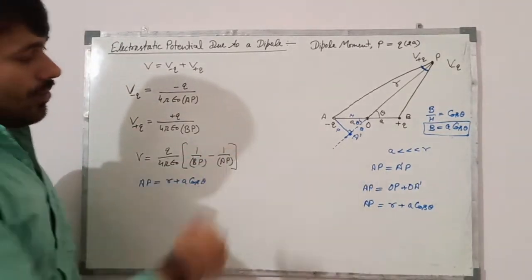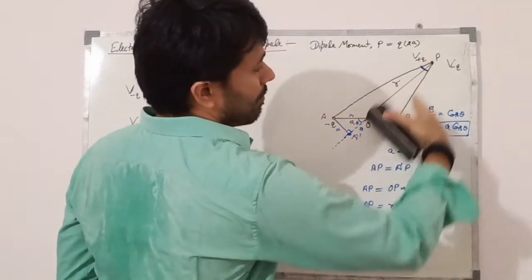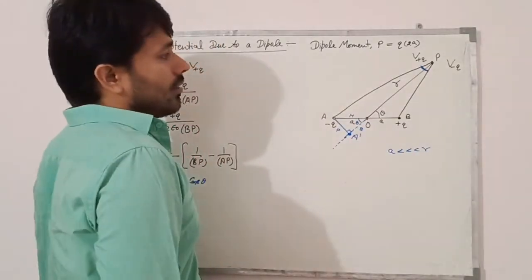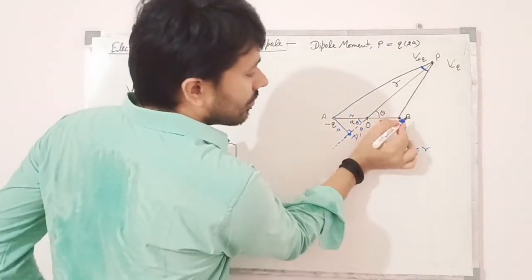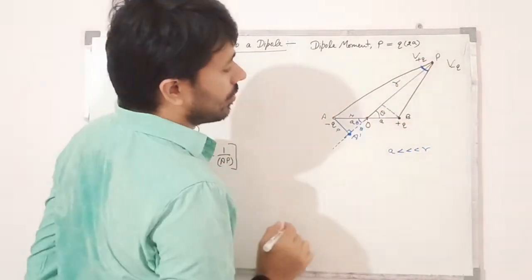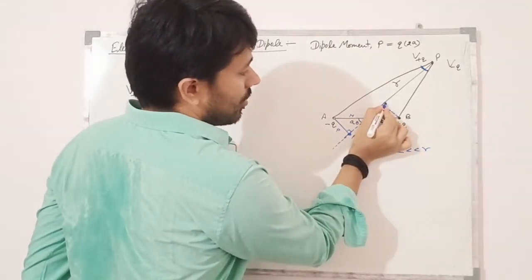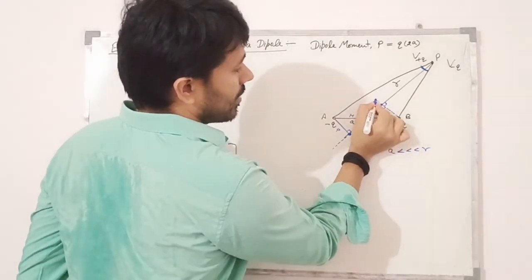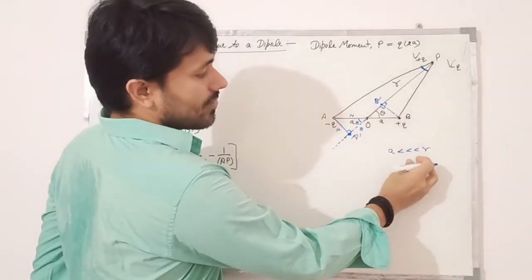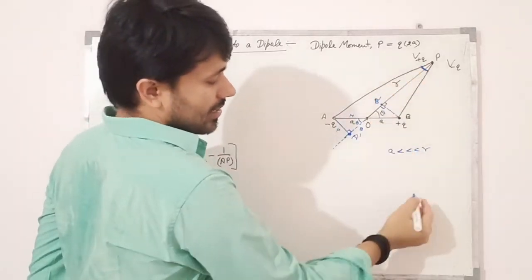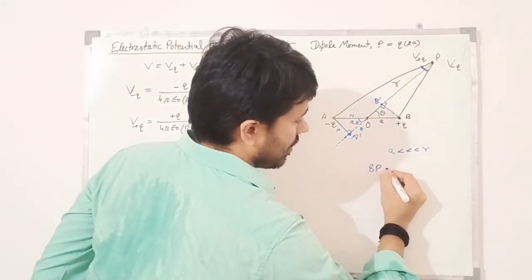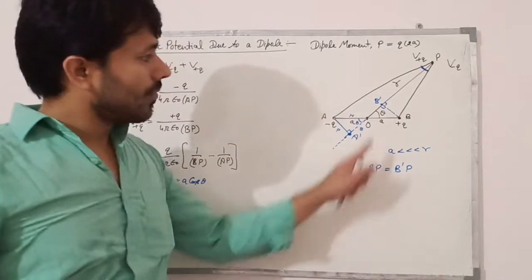Okay. Now let's find out BP. So similarly, we have to draw a perpendicular from the point B on OP, and this is the perpendicular drawn by us. This point is B dash, right? So similarly, if A is very, very less than R, this angle is very, very less, right? Then BP and B dash P are nearly equal. BP is equal to what? B dash P.